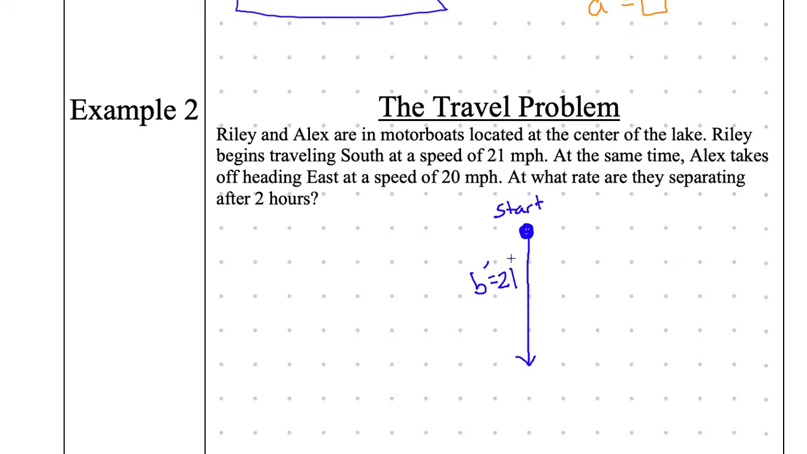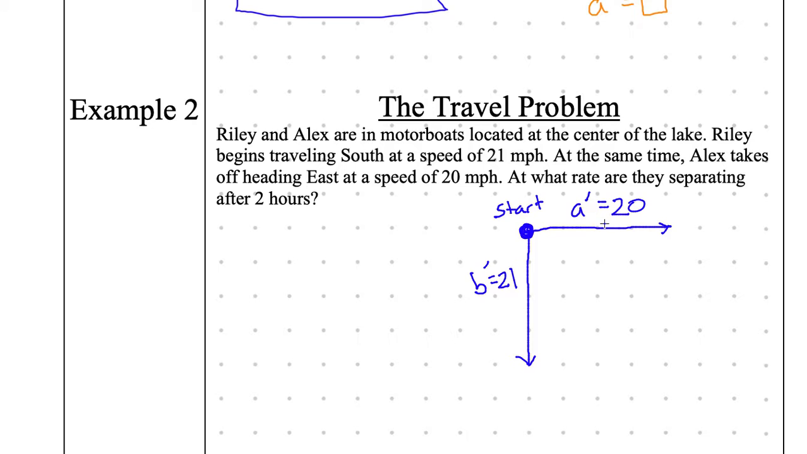We also know that Alex is taking off heading east, so going right, at 20 miles per hour. So A prime is equal to 20. All of our units are miles per hour.